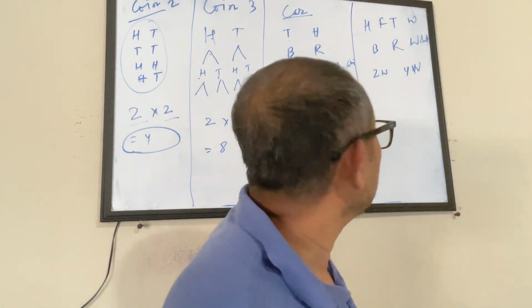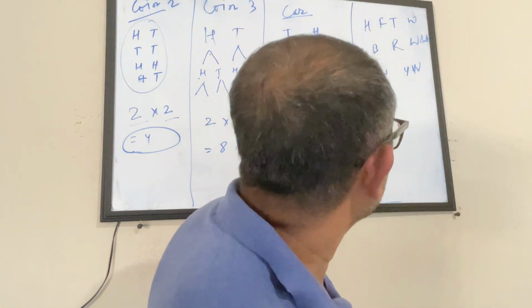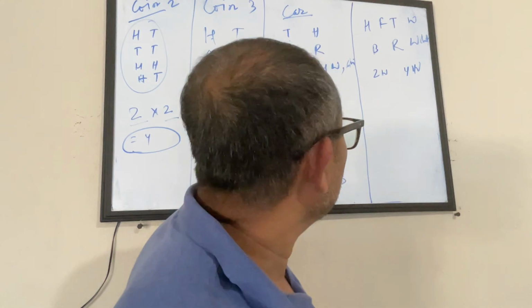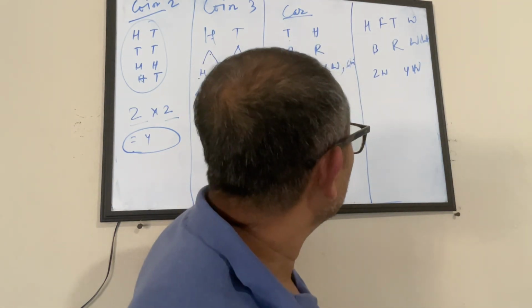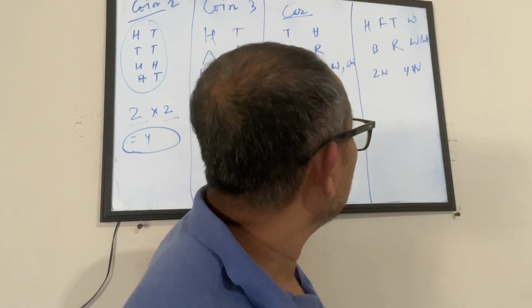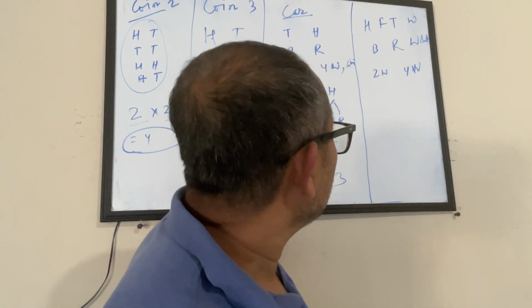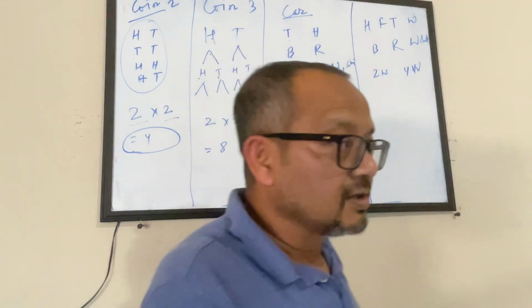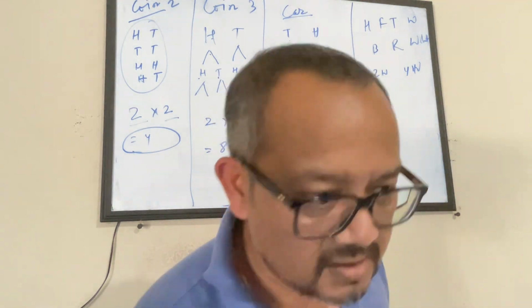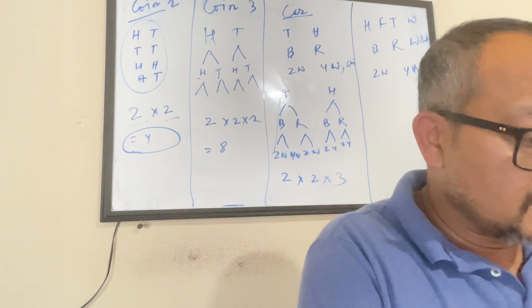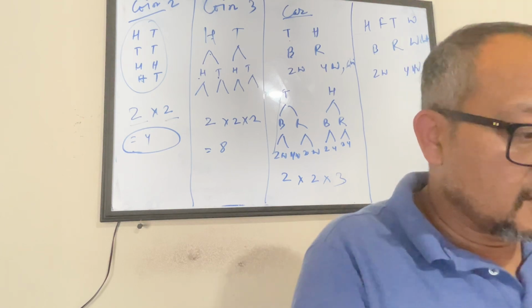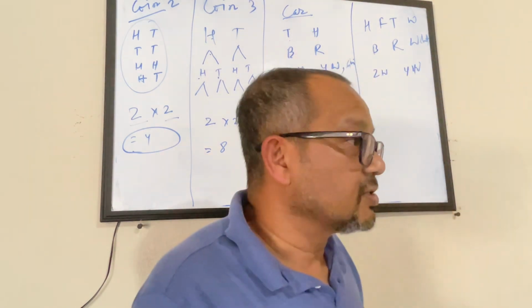16. It's 24. 3 colors, right? So that's 4 times 3 times 2, which is how much?